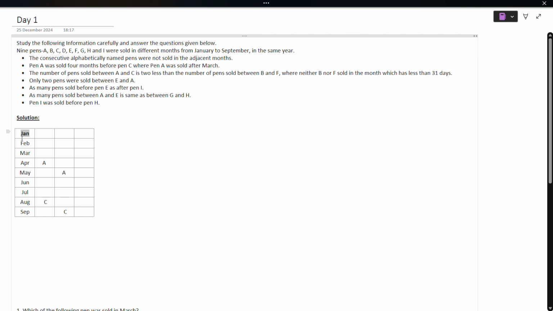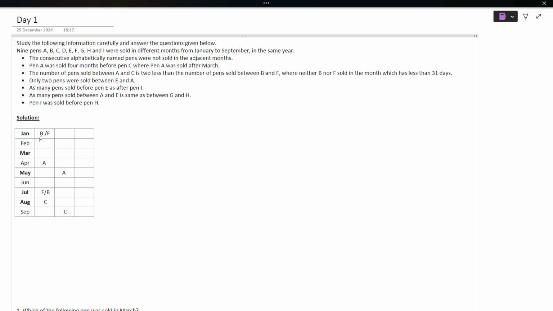I'll highlight the months having 31 days: Jan, March, May, July and August. So if B comes here, then F should come 5 after that. 1, 2, 3, 4, 5. So F can come here. Similarly, if B comes here, then F can be here.